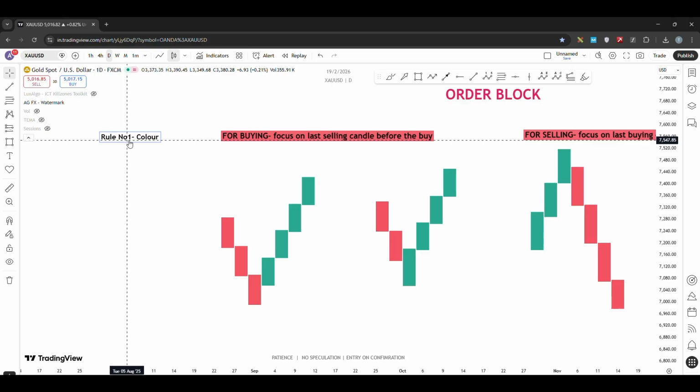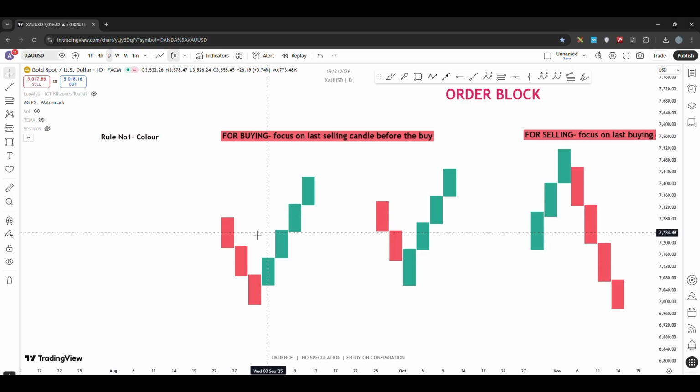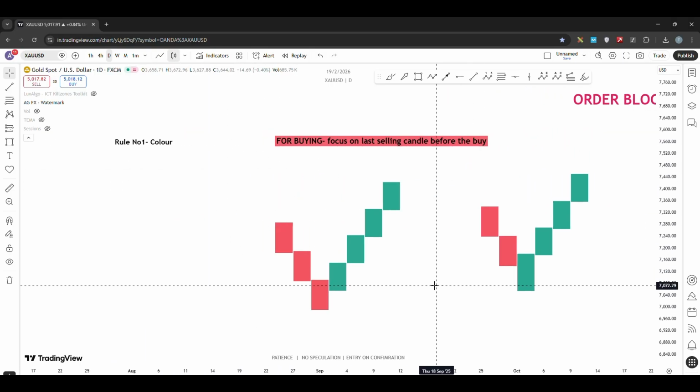So what does that mean? So for buying, as you can see over here, initially, now just focus on this one, okay, just this one.